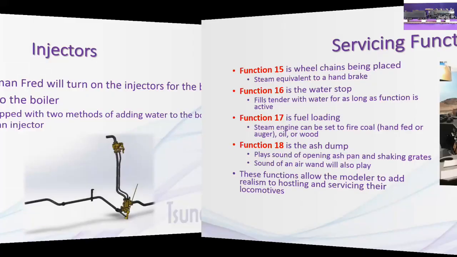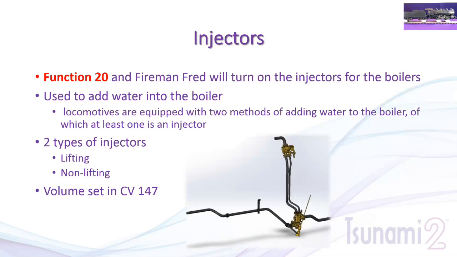Now, some of the other sound effects here, we're going to talk about the injectors. The injector is basically how water is sent into the boiler. In this particular case, we've talked about you have two types of injectors. You have a lifting or a non-lifting type injector. What it basically does is take steam pressure and mix it with the water to pressurize it at a higher pressure than what the boiler operates at. And then it sends it up the pipe and forces it into the boiler so that you've got a constant water source coming. Now, with the Tsunami2, Fireman Fred does use the injector automatically, or you can turn it on manually using function 20.